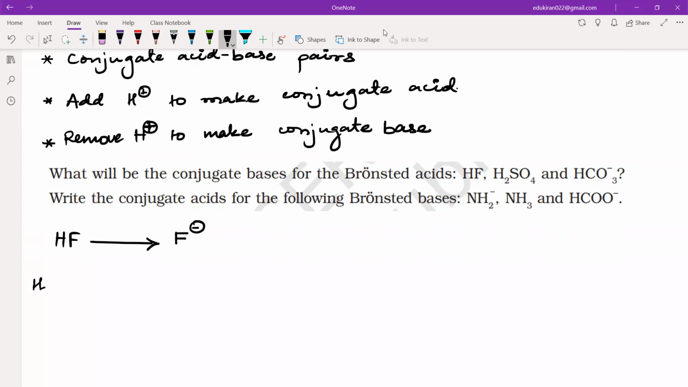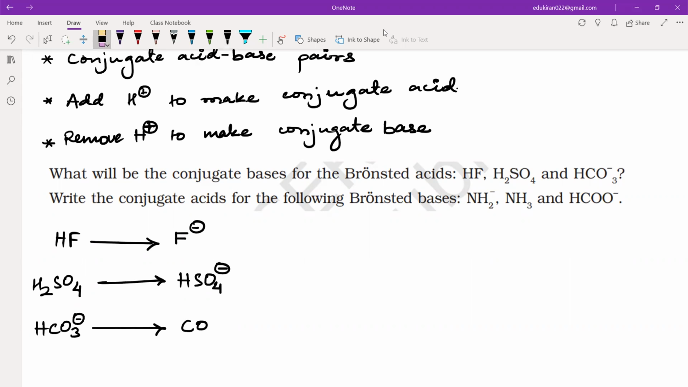Okay, what about H2SO4? HSO4 negative. What about HCO3 negative? CO3 2 negative, no? From neutral, you have to add a minus charge. CO3 2 negative. Very good.